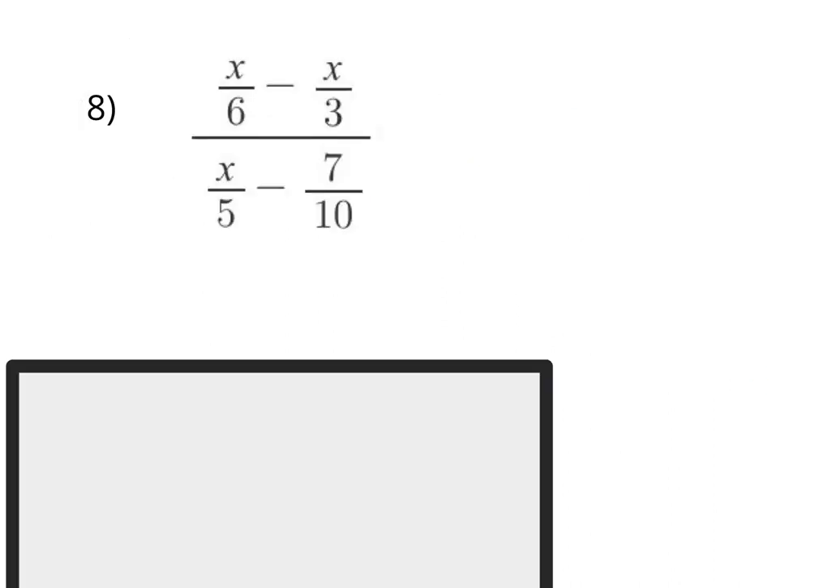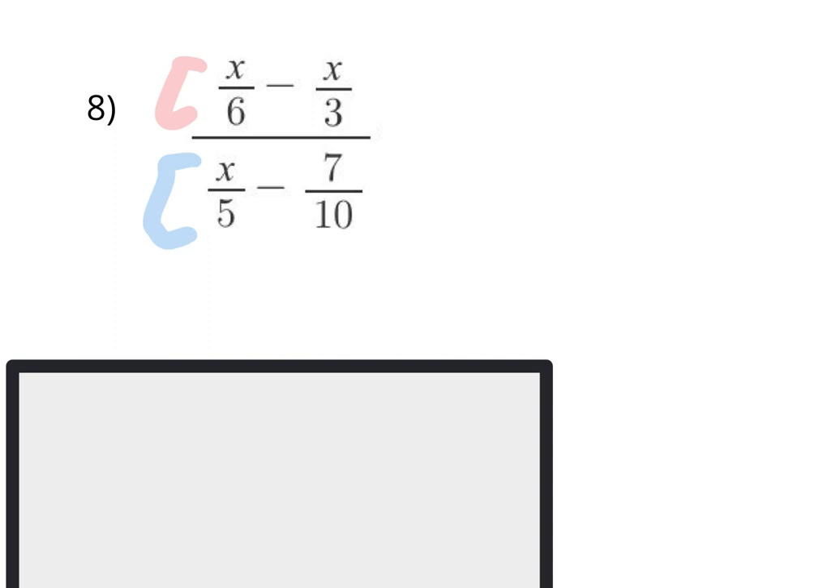This next one here: x over 6 minus x over 3, all over x over 5 minus 7 over 10. Numerator and denominator both have stuff going on, and both cannot just be subtracted as they are, right? So we've got to get the denominators to be the same. So let's look at the numerator first.